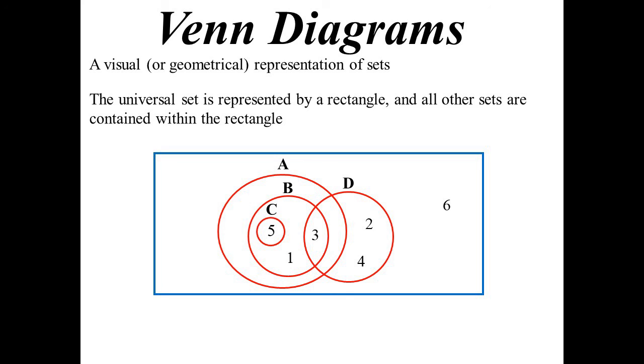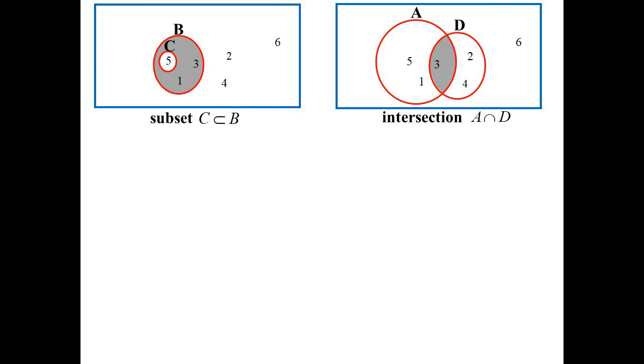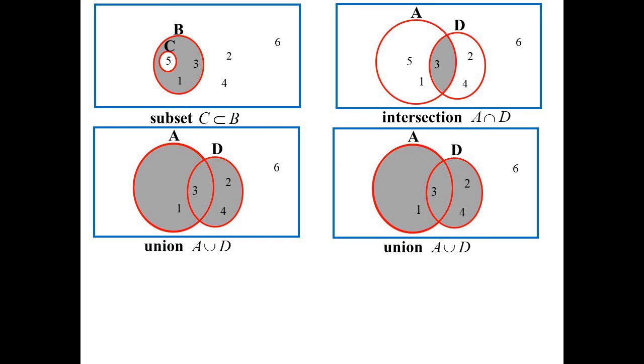So here we go. C is a subset of B, so there it is inside B. The intersection of A and D, so that's what A and D have in common, or where they overlap. Union is everything in both, and it's so good I did it again. I have no idea why that's there twice.